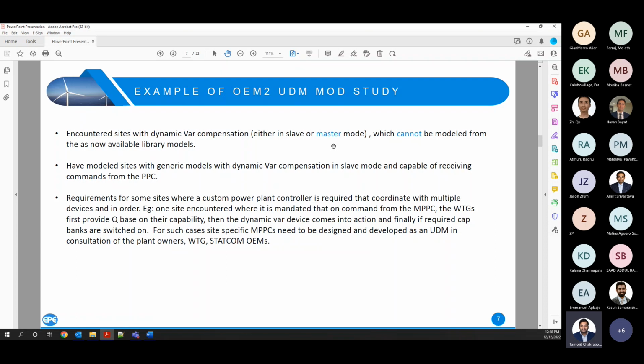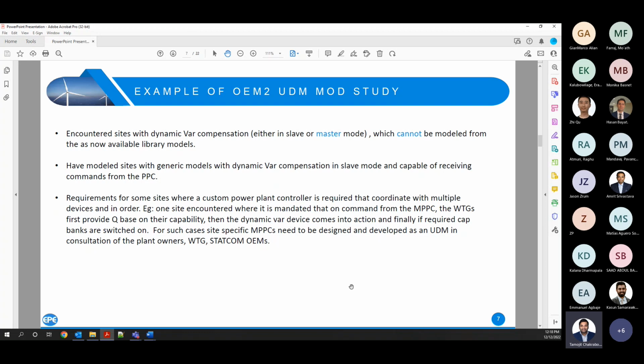In those cases, we develop the source code working with the power plant controller supplier. We sit down with them, develop the block diagram architecture, and then we write the source code for PSSE and make a PSSE user-defined model in Fortran. For example, very recently we encountered a site which was quite interesting, where a custom power plant controller was needed, where we had to coordinate between multiple devices. And not only that, it was required in order.